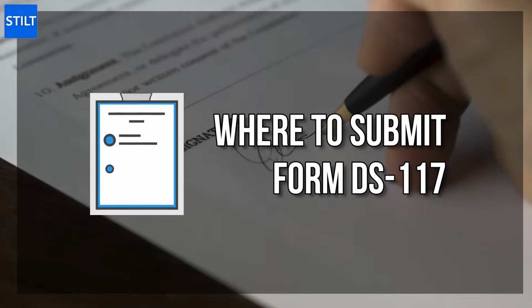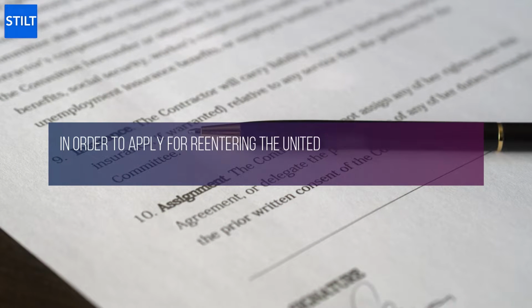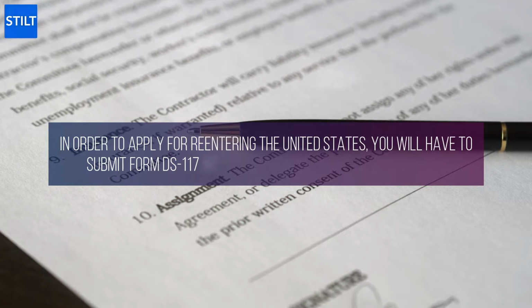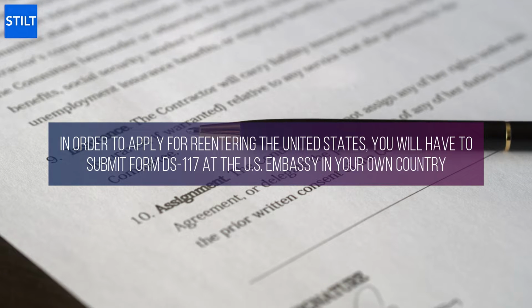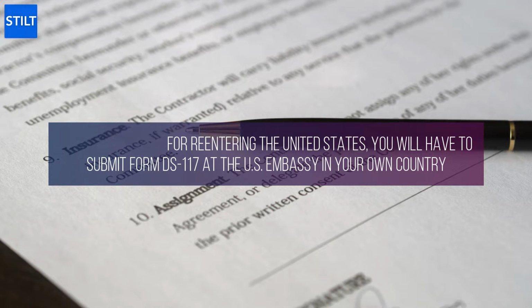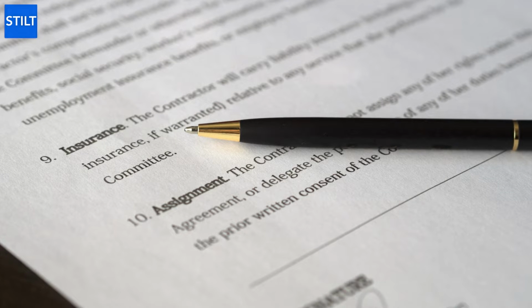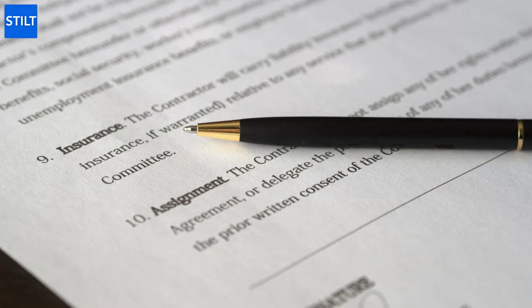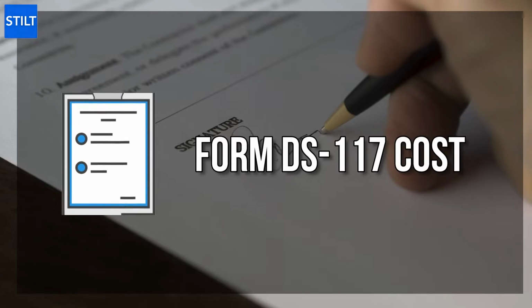Where to submit Form DS-117? In order to apply for re-entering the United States, you will have to submit Form DS-117 at the US Embassy in your own country. Make sure to look up where it's located in your country and you will have to go submit the paper.